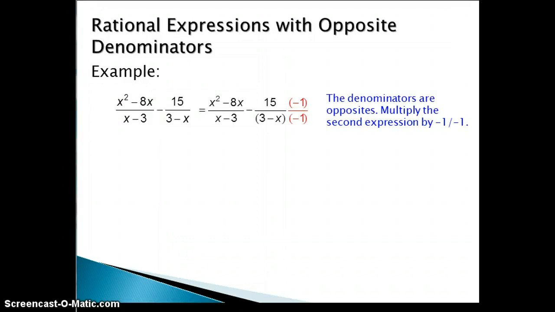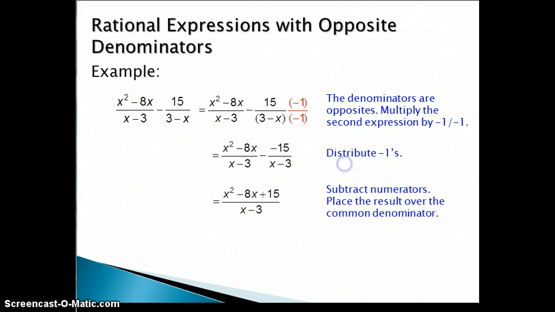So we're going to multiply the 15 over 3 minus x by -1 over -1. Now if you distribute that -1 through the denominator, you'll have a -3 and a positive x, which is the same as the denominator in the other fraction. Then we'll just reverse the terms, putting the positive x first and the -3 second, so that they look the same. The -1 we multiplied times the 15 on the top makes that 15 a -15. Now if that was a polynomial on the top, you would have to be sure to distribute that -1 through the parentheses.